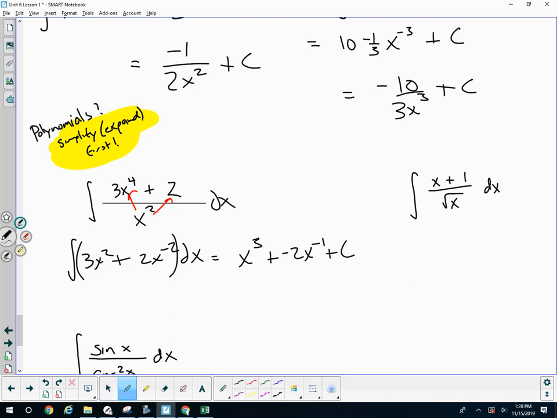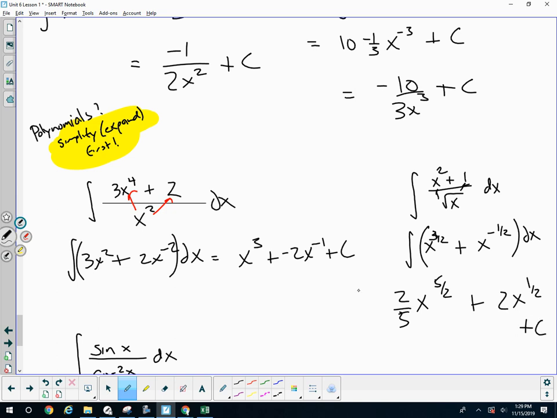We need to remember, when we divide in general, we're subtracting. x divided by root x becomes x to the 1/2. If this is x squared divided by root x, this would be x to the 3/2. That's 4 halves minus 1/2. And then 1 over root x would be x to the negative 1/2. I would then take the antiderivative of that. I changed this to an x squared so that it's x to the 3/2. Add 1, multiply by the reciprocal. Add 1, multiply by the reciprocal, plus a c.